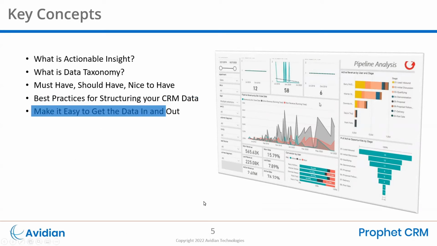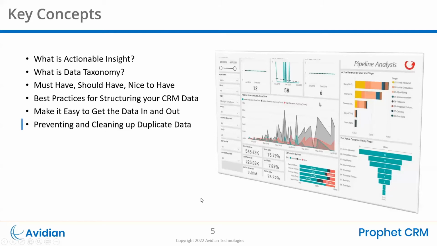But one of the key concepts is making it easy to get the data in and getting the data out in the form of reports and dashboards and so on. Big challenge in data is preventing and cleaning up duplicate data. Avidian offers a duplicate deduping service, if you will, a way to clean up your data, and we can do it for you. We can also just advise you on a few methods, which I'll cover today, on how to remove duplicates and prevent duplicates right within the Profit CRM.